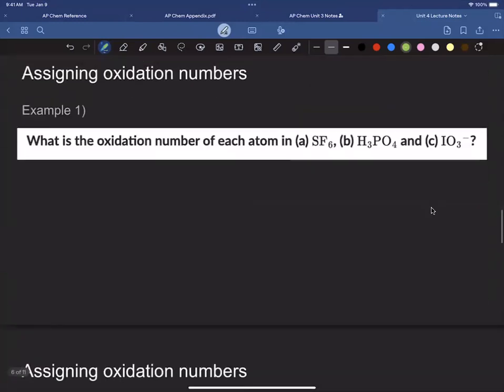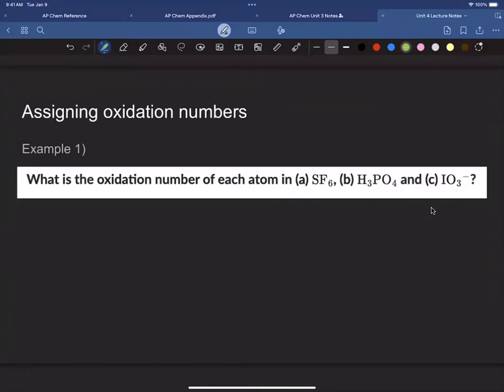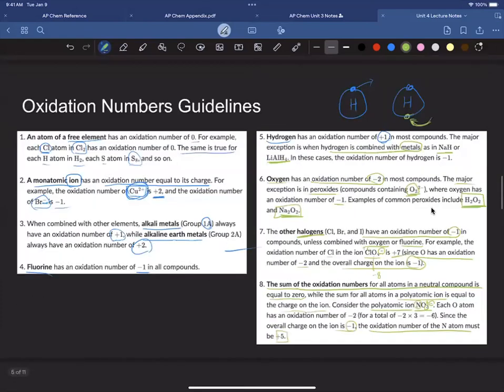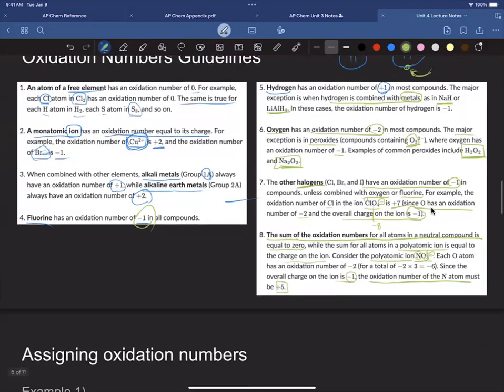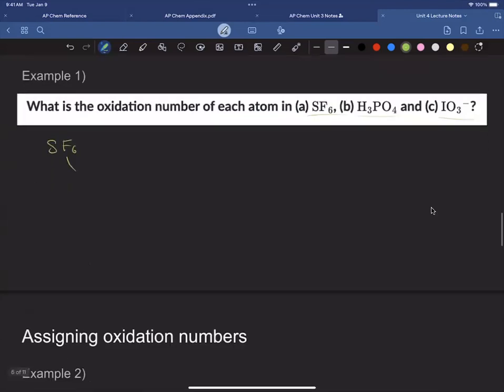All right, let's do some examples. Assigning oxidation numbers. What is the oxidation number of each atom in these 3 cases? For SF6, we saw in the rules that F is always -1 in all compounds. So that is -1 times 6, so that's going to be -6. Now we know this one doesn't have any charge, so it's basically charge 0. So they have to equal 0. So S must be +6.